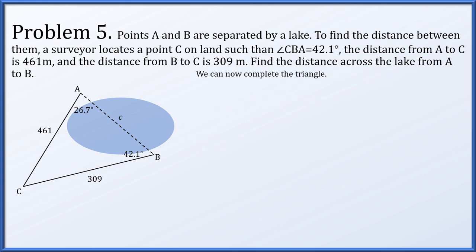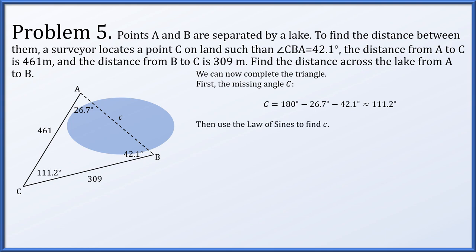We now have enough information to complete this triangle. The easiest thing to do is to find the missing angle, angle C. Well, all three angles of a triangle add up to 180, so that allows us to solve for C as 111.2 degrees, roughly. Remember, there was some approximation in finding angle A already. Now we can use the law of sines to find side length C.